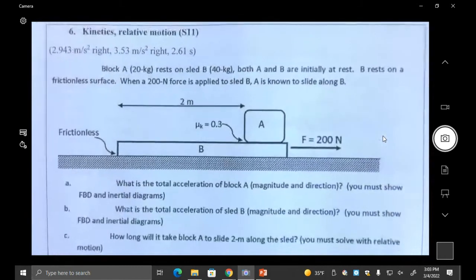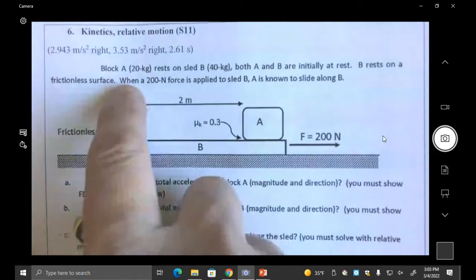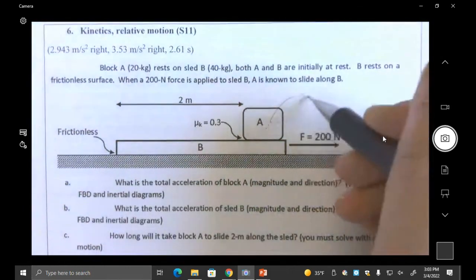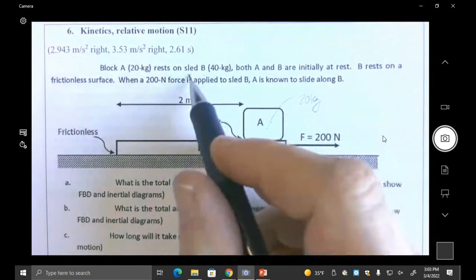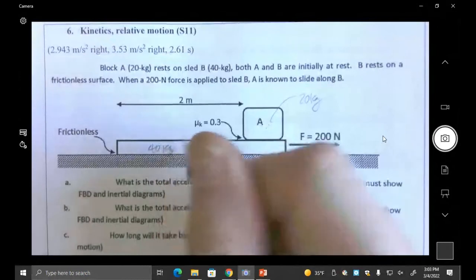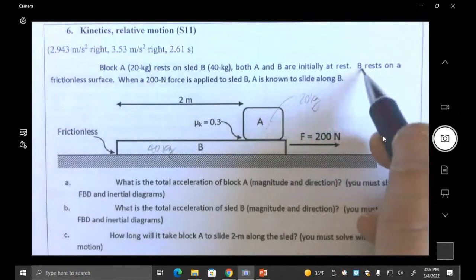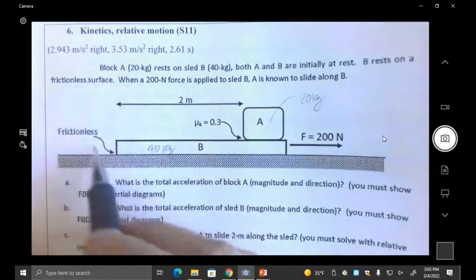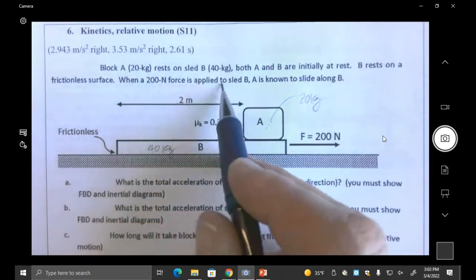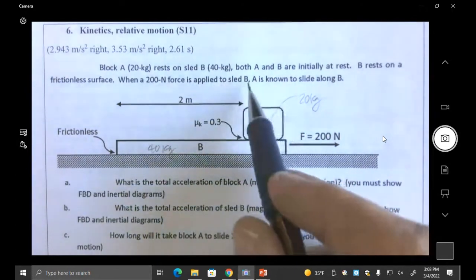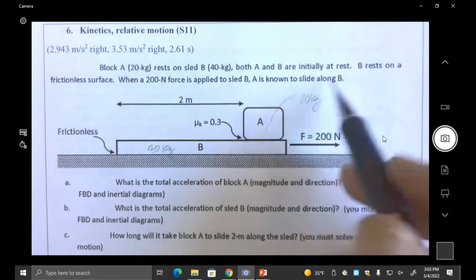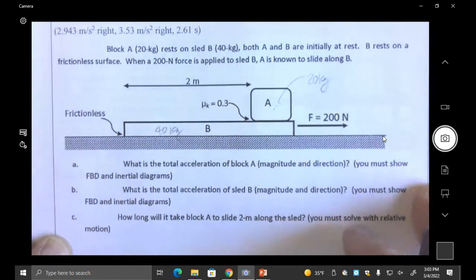All right, so this block A is 20 kilograms, and it's on a sled that's 40 kilograms, and both A and B are initially at rest. B rests on a frictionless surface. Okay, that's good. When a 200 Newton force is applied to sled B right here, A is known to slide along B. All right, so that means that it's overcome any coefficient of static friction.